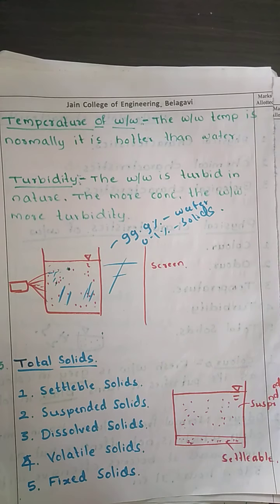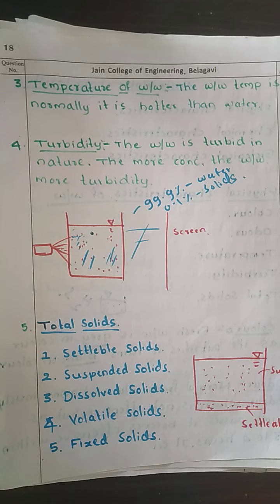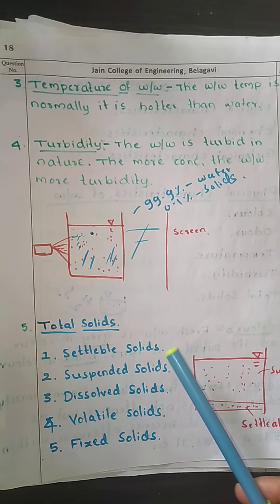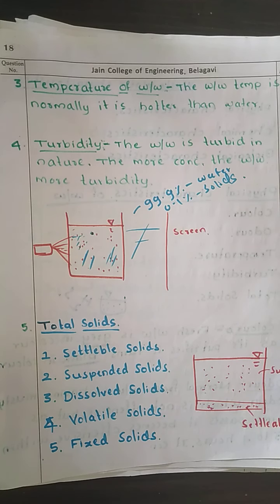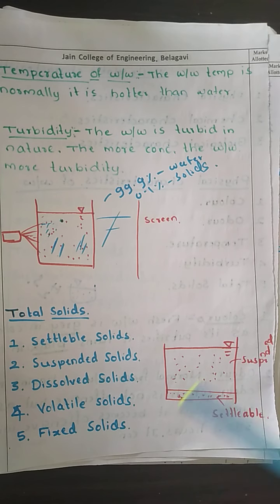Regarding turbidity, I have explained in the previous semester also in detail. Now we will see the different types of solids which are present in water. Different types of solids will be there in the water. Those are settleable solids, suspended solids, dissolved solids, volatile solids and fixed solids. Now what do we mean by settleable solids? If we take a container of wastewater, and in that container there are some solids which are going to get settled down after some period of time, right? We call them settleable solids.